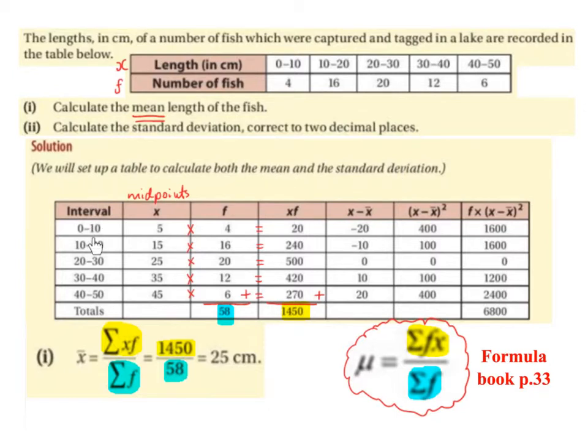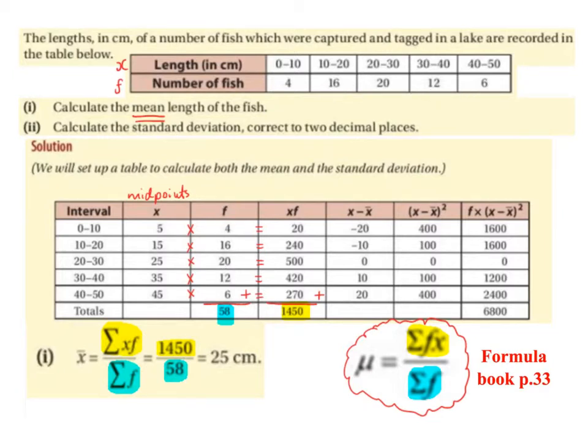So our first column is going to be our intervals that we got from here. Our next column will be the midpoint, or the mid-interval values. So halfway between 0 and 10 is 5, halfway between 10 and 20 is 15, and so on. Another way to do this is to add these two values together. So 10 plus 20 is 30, and divide by 2. 30 divided by 2 is 15. So we have our midpoints, or our mid-interval values. Our next column is our frequency. So 4, 16, 20, 12, 6.